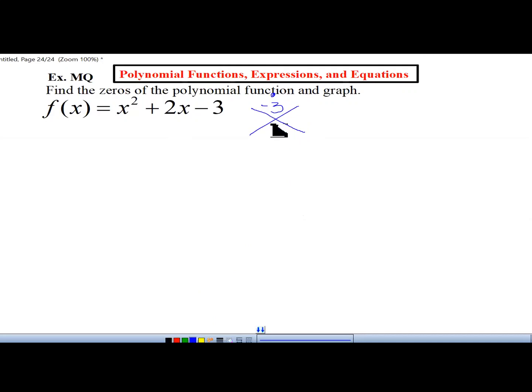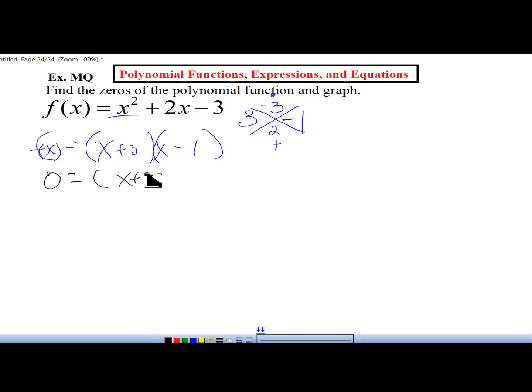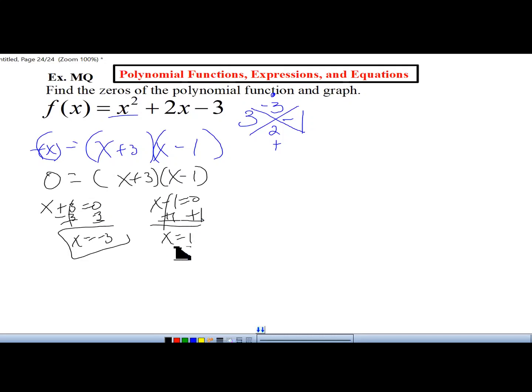Negative 3 and 2 down here. Factors of negative 3 that add up to 2, so that's 3 times negative 1. 3 times negative 1 is negative 3. 3 plus negative 1 is 2. So I need to factor this: x squared is x times x, plus 3 minus 1, all that equal to f of x. But since we're graphing, now we need to set it equal to 0. We have x plus 3 and x minus 1. And then we set each one of these equal to 0, x plus 3 equal to 0, x minus 1 equal to 0. So minus 3 minus 3, x equals negative 3. Plus 1 plus 1, x equals 1.